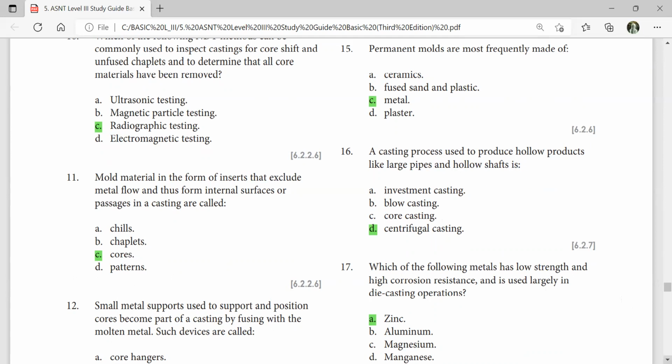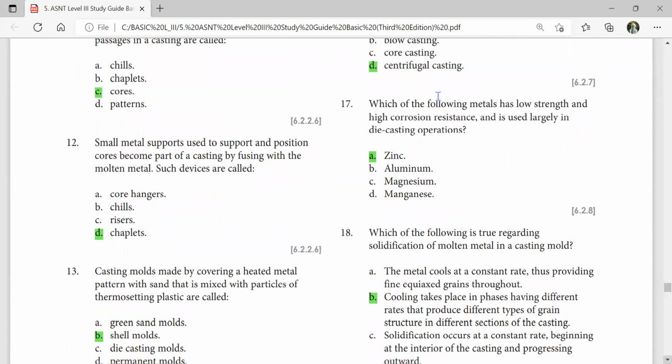A casting process used to produce hollow products like large pipes and hollow shafts is centrifugal casting. Each of the following metals has low strength and high corrosion resistance and is used largely in die casting operations. Zinc. Small metal supports used to support and position cores that become part of the casting by fusing with the molten metal are called chaplets. Casting molds made by covering heated metal patterns with sand that is mixed with particles of thermosetting plastic are called shell molds.